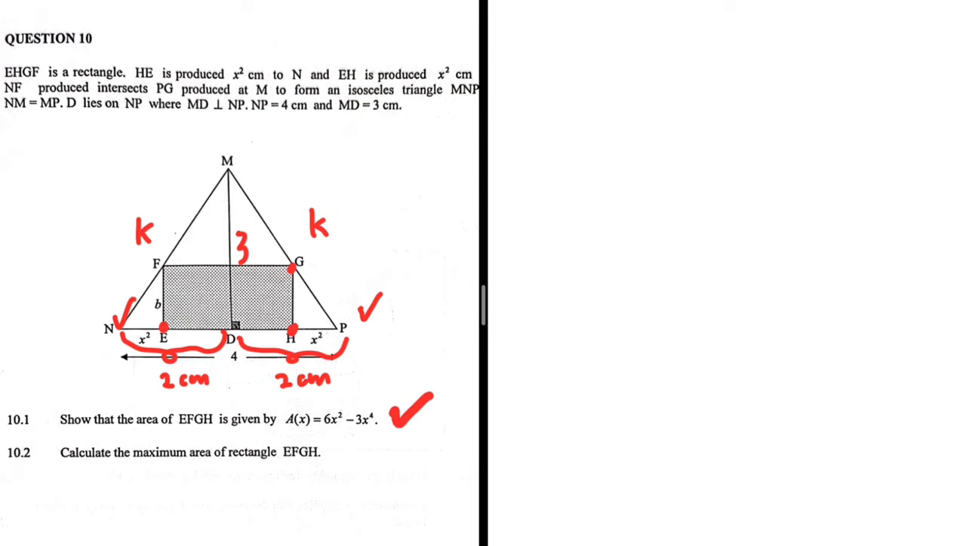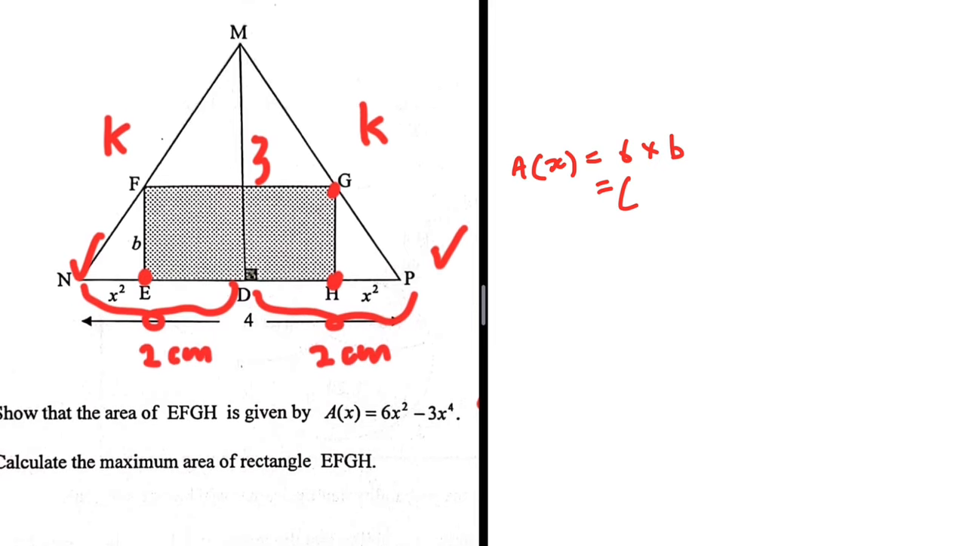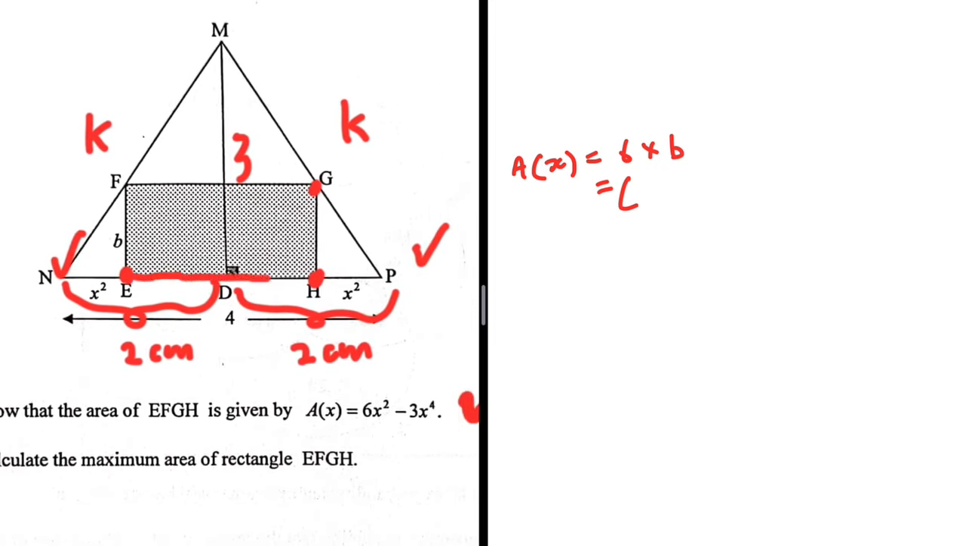We want the area of EFGH. So we know that the area, wanted in terms of x, will be equal to the length multiplied by the breadth. So do we have the length? The length will be our base. The length is E to H. E to H will be equal to 4, the total length from N to P, minus x squared, N to E, and then minus x squared once more. So E to H will be 4 minus 2x squared.